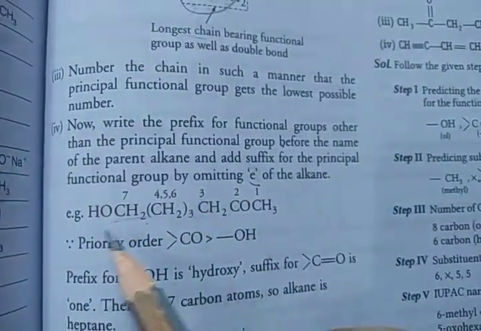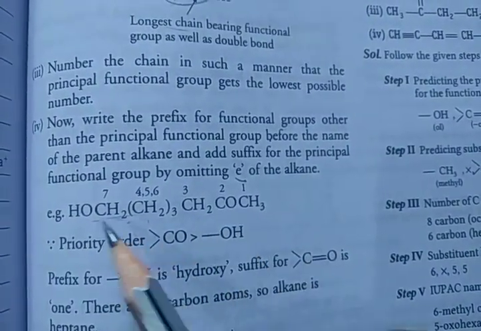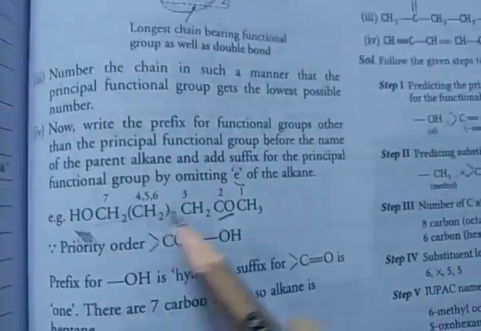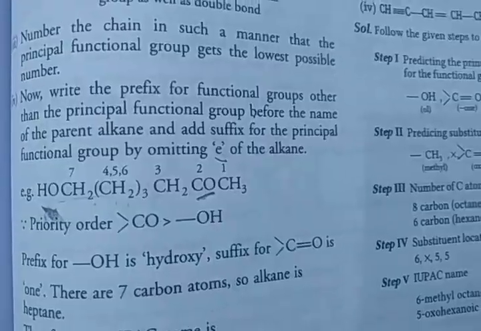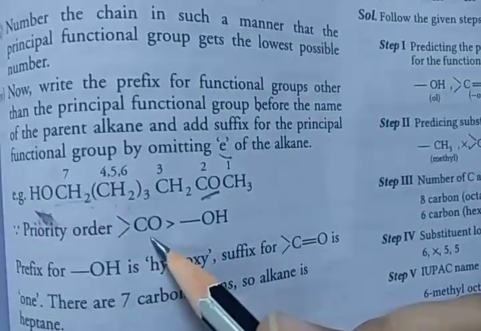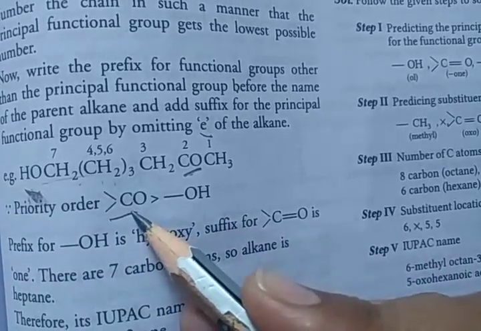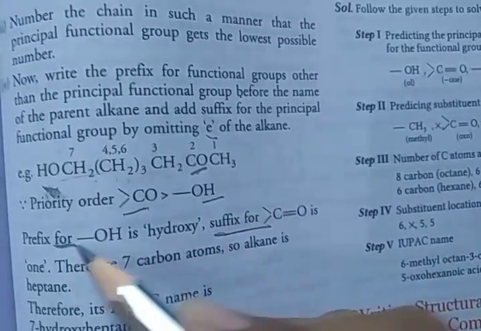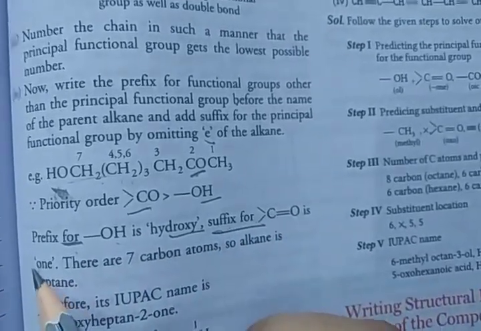Here see the example: OH CH2 CH2 whole 3, CH2 CO CH3. An alcoholic OH group is attached, and a second CO group. So two groups are attached. In this sequence the CO group comes first, so priority is given to the carbonyl group. So for the carbonyl we have to use the suffix, and for OH we use the prefix. The prefix for OH is hydroxy and the suffix for CO is one, because it is a ketonic group.